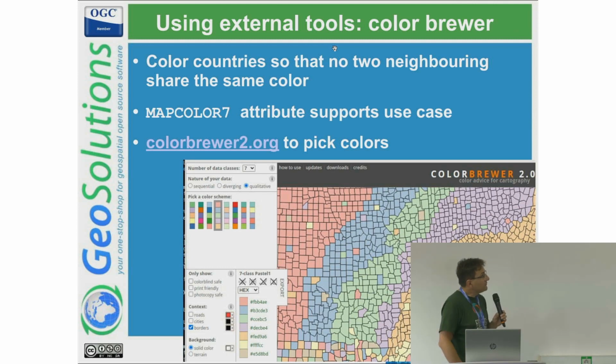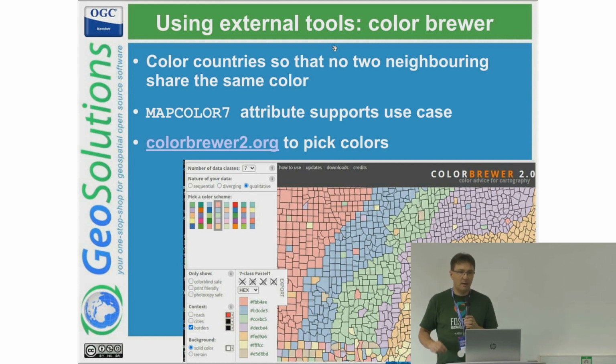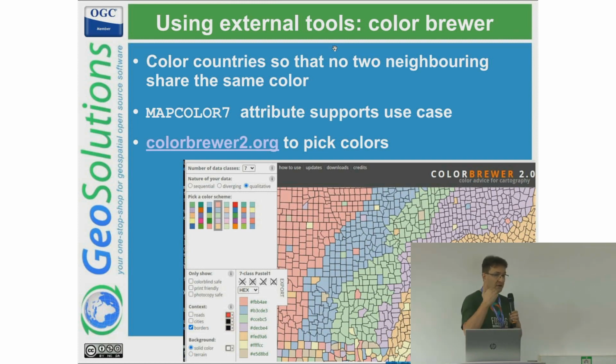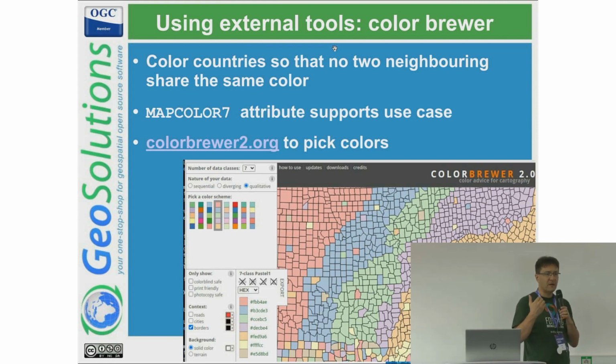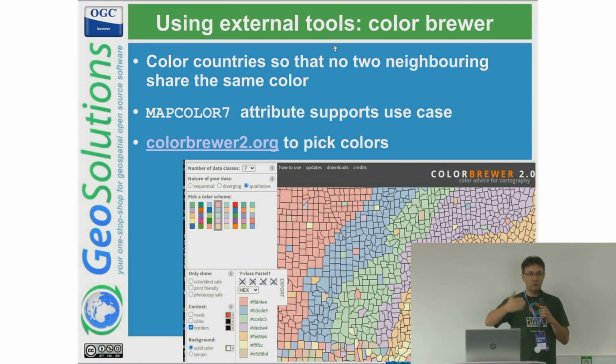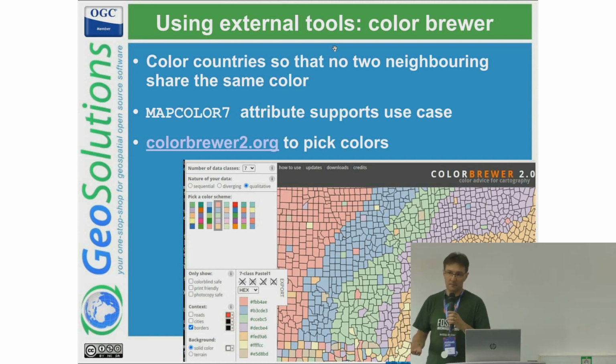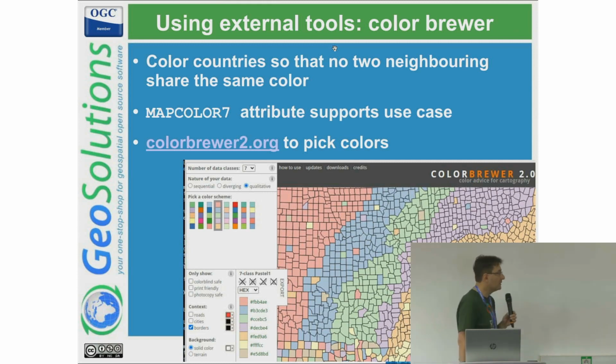Another example which is interesting in this little styling dataset is the usage of an external tool, in particular the Color Brewer. So this is for the countries. The countries need to be depicted with some colors so that two neighboring countries never use the same color. The Natural Earth dataset already has an attribute called map color 7, if I remember correctly. It has 7 numbers inside. If you associate a color to each number, two neighboring countries will never share the same color. They basically make sure that two neighboring countries never share the same number in map color 7.